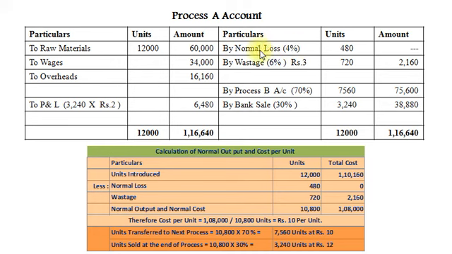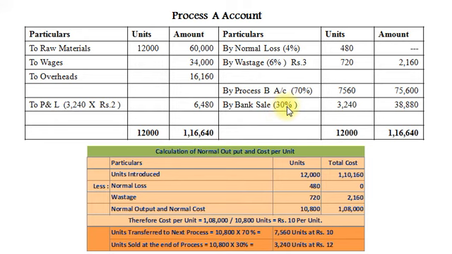On credit side, we will record by normal loss 4% of input. It means 4% of 12,000 units, that is 480, with no realization value. Then there is a wastage, 6% of input. So 6% of 12,000 units, that is 720 units, and realized rupees 3 per unit. So amount rupees 2,160. And then process B account, that is transferred 70%, and by bank sale, that is 30%.